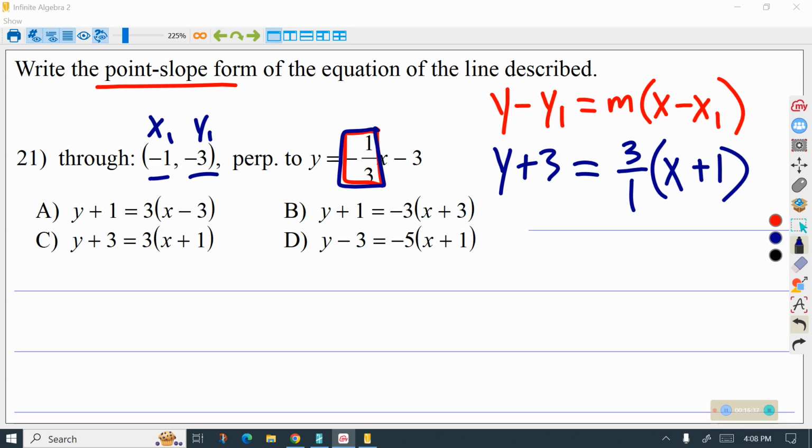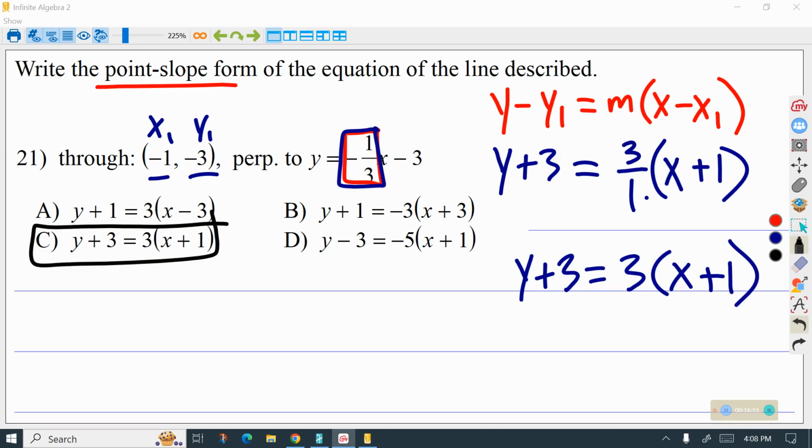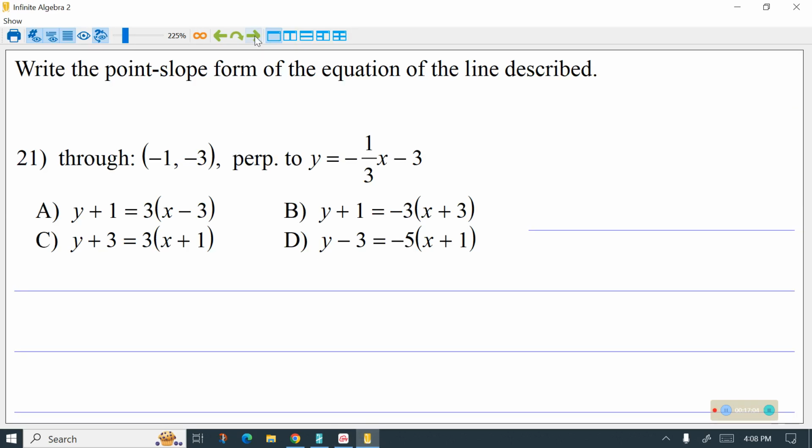So at this point, we can see what we got. We got positive 3, okay? And think about it, right? 3 over 1 is the same thing as what? Same thing as 3. Okay, so we got 3, and this is the 1. Okay, the answer must be C. Okay, so don't forget this idea that perpendicular lines have slopes that are opposite reciprocals. That's a really big idea we're going to be stuck with for a long time.